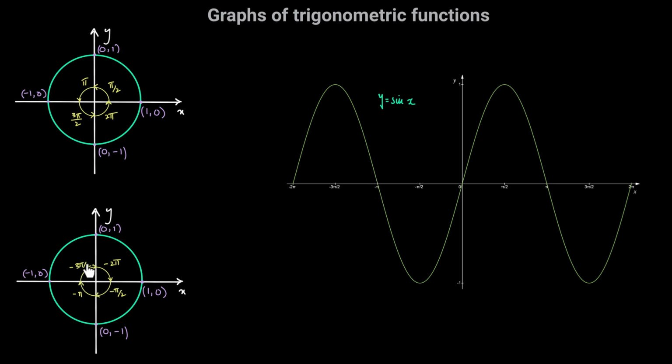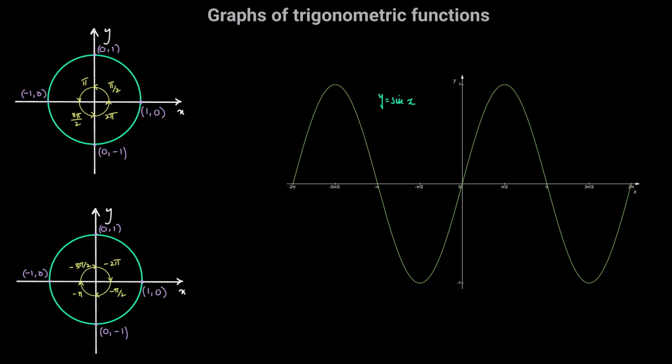When the angle is negative 3 pi over 2 radians, that is negative 270 degrees, the y coordinate is equal to 1. So again, when x is equal to negative 3 pi over 2 radians or negative 270 degrees, sine x is equal to 1. And at negative 2 pi radians or negative 360 degrees, we again complete a full revolution and the y coordinate is equal to 0. So when the angle x is negative 2 pi radians or negative 360 degrees, we can see that sine x is equal to 0.